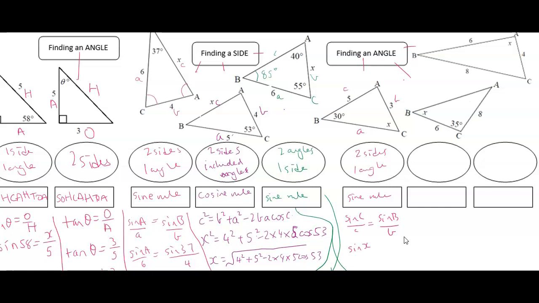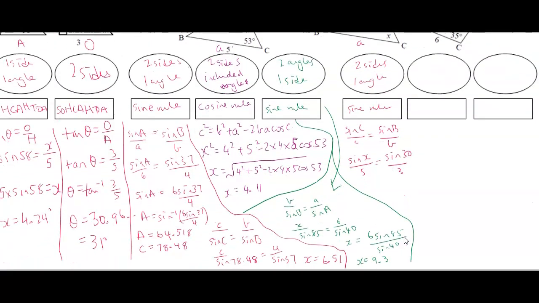Okay, so sine x, because C is our unknown, over c, which is 5, equals sine B, big B, 30 over little b, which is 3. And then just to show a little bit of working out, we need to multiply both sides by 5. So sine x equals 5 sine 30 over 3. And then we're going to take inverse sine.